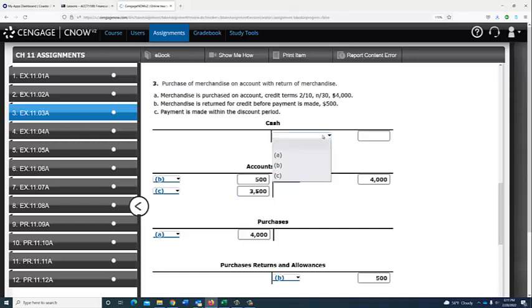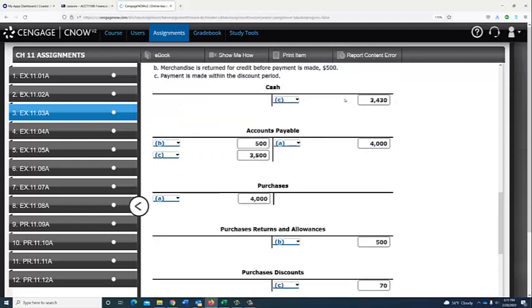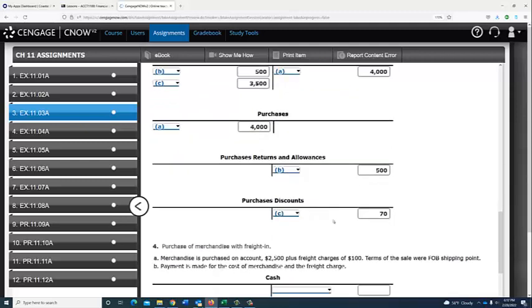I'm going to make a payment of $3,430, because that is the $3,500 minus the $70 discount. And then in the purchase discount account, I will enter the $70. So we have a debit for $3,500, a credit for $3,430, and a discount of $70 that we're going to credit.